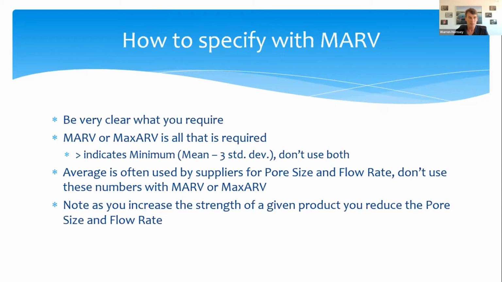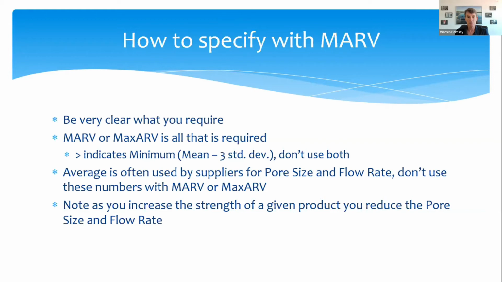In terms of specification, what you want to make sure that you're doing as a designer is to make very clear what you require. If you require MARV, do not include the word typical or average or minimum amongst that. Don't mix the terminologies, because that just creates confusion. So the only area that potentially typical values or average values are used is in pore size and flow rate. And that's where I often see problems coming in, is people will specify MARV or max ARV and then take the average or typical values off the data sheets.